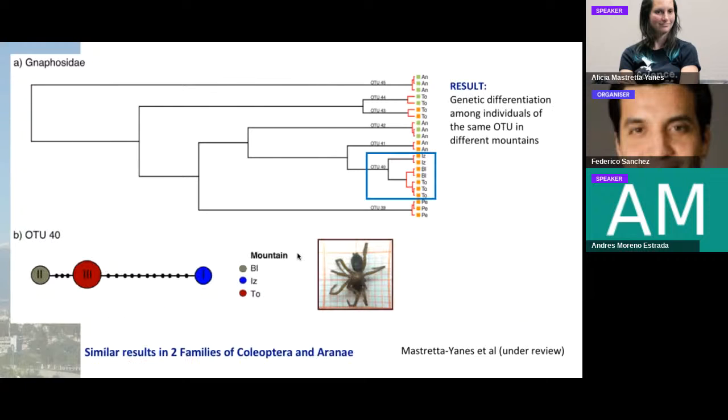We also found that there is genetic differentiation among individuals of the same OTU that inhabit different mountains, and that this genetic differentiation corresponds to the distribution of each of the mountains. I'm highlighting here the results from one of the spiders, but we found similar results for 2 Coleoptera and spider families. So again, this is congruent with allopatric differentiation.